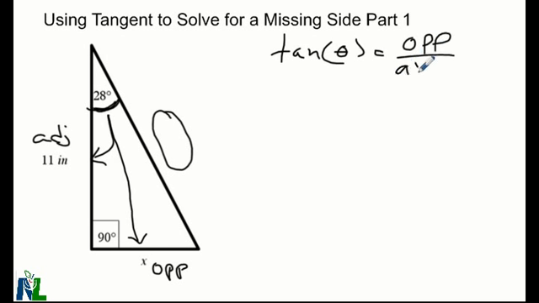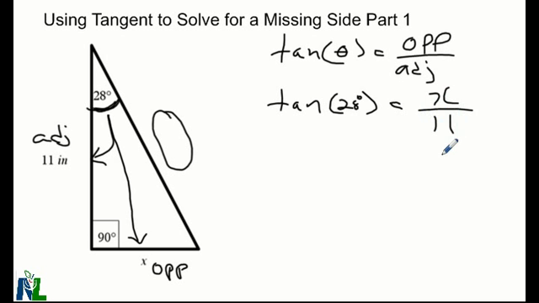by the adjacent side. Now, our next step is to take the information that's in the diagram, in the triangle, and put it into the trig ratio. Our first step is to replace theta with 28 degrees. And we know that we're trying to find the opposite side, which is x, so we'll put that in, and the adjacent side is 11, so we'll put that in.